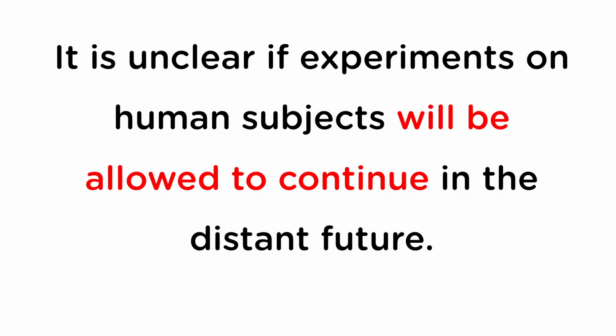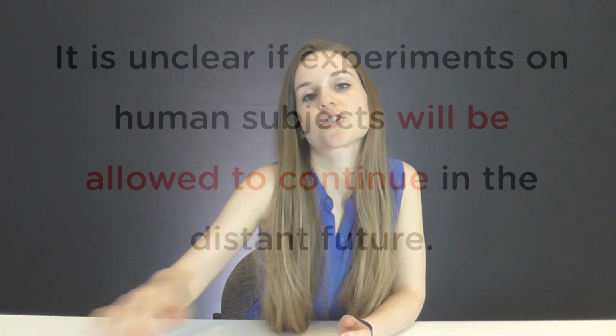Okay, let's take a look at our next example, and this one's a little bit harder. So it says, it is unclear if experiments on human subjects will be allowed to continue in the distant future. Now, what do you think? This sentence, is it active or passive? It's passive, right? You can see that verb be, will be in the future, okay? Now this kind of construction, especially the passive, is really nice to use in more formal contexts, in things like your writing, possibly your speaking if you're in a very formal situation.